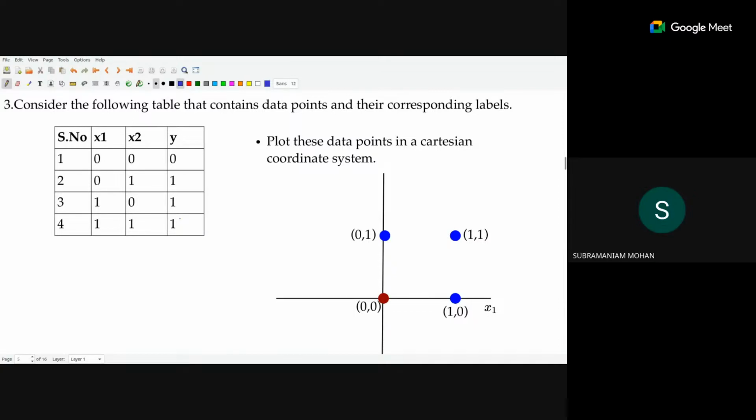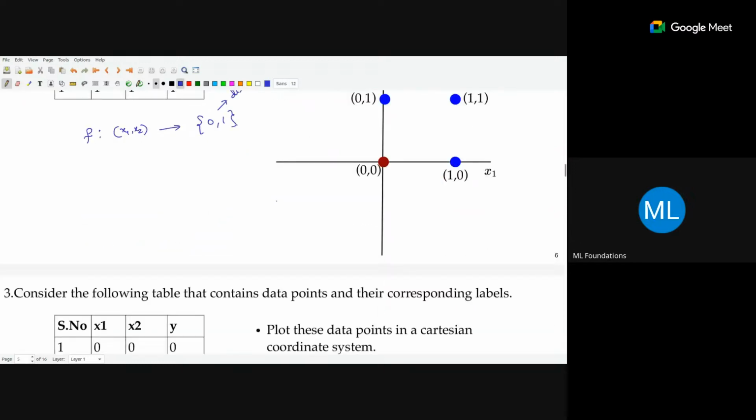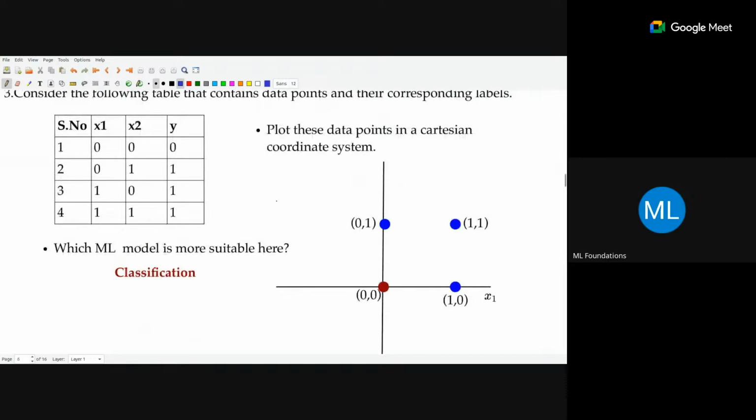Okay. All right. So yeah, again you can see this is a function like this. It takes x1, x2, and it will put either in 0 or 1. So our output is either 0 or 1. So this is a discrete output. And if it is a discrete output, a classification model is the more suitable model.